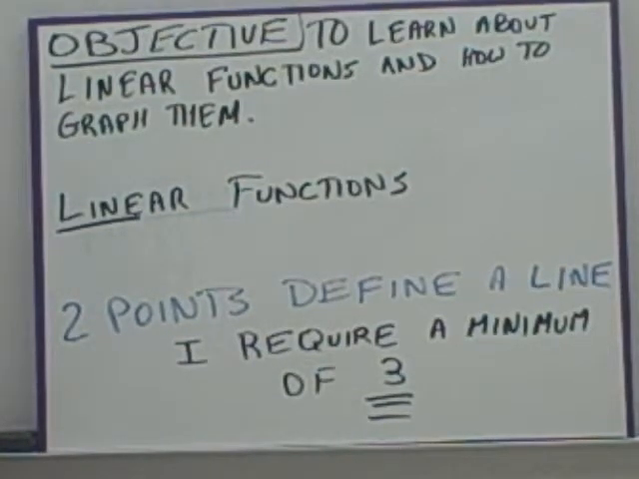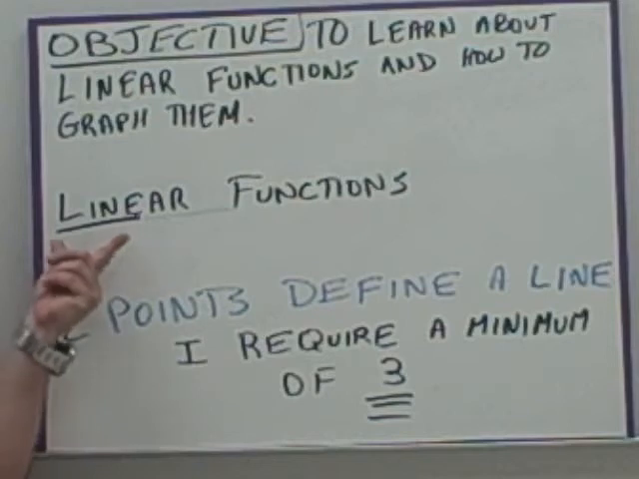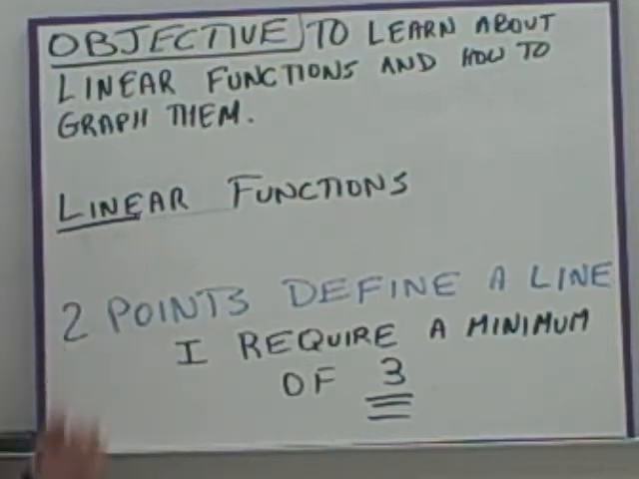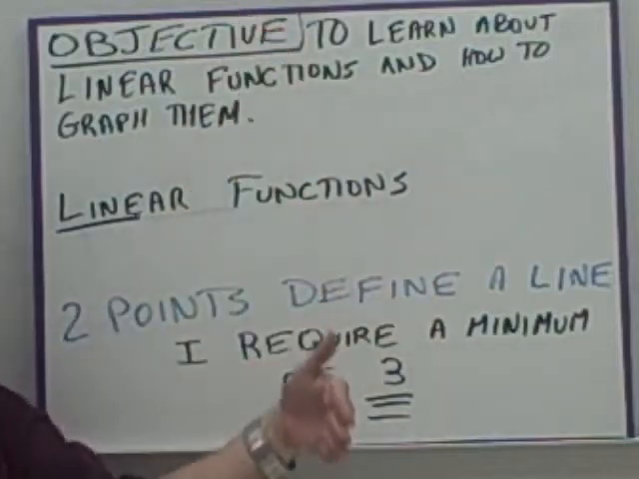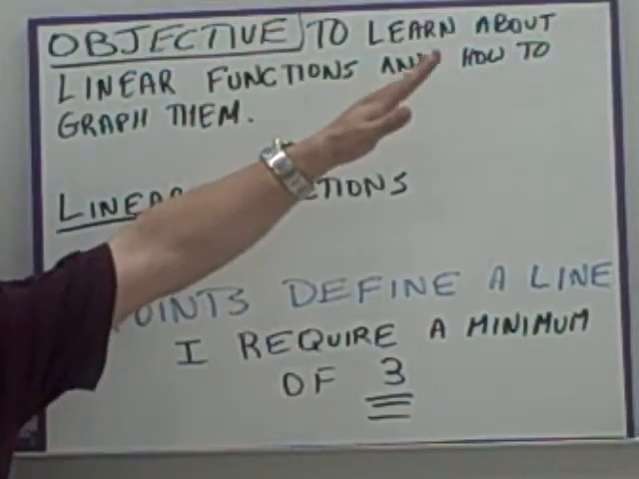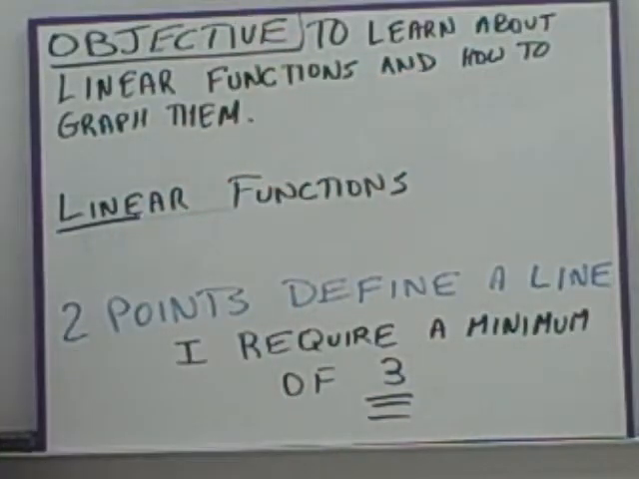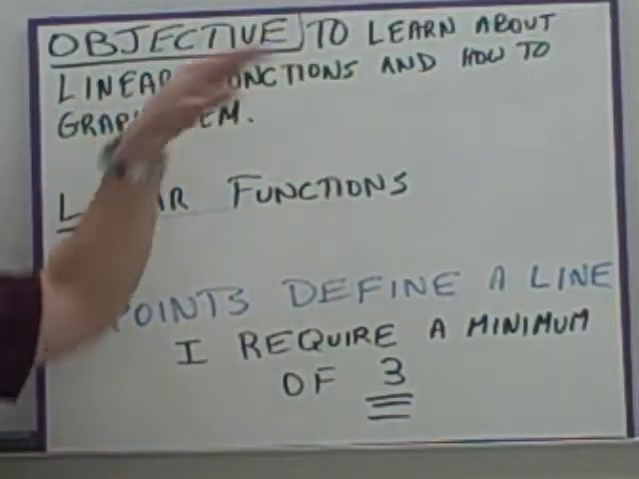Hello, the objective of this video is to learn about linear functions and how to graph them. Linear functions are called linear because when you graph them, they form a straight line. Now, straight lines are not always going to be perfectly horizontal or perfectly vertical. Straight lines could be angled, but they're still straight. To not be straight, they'd have a curve to them.